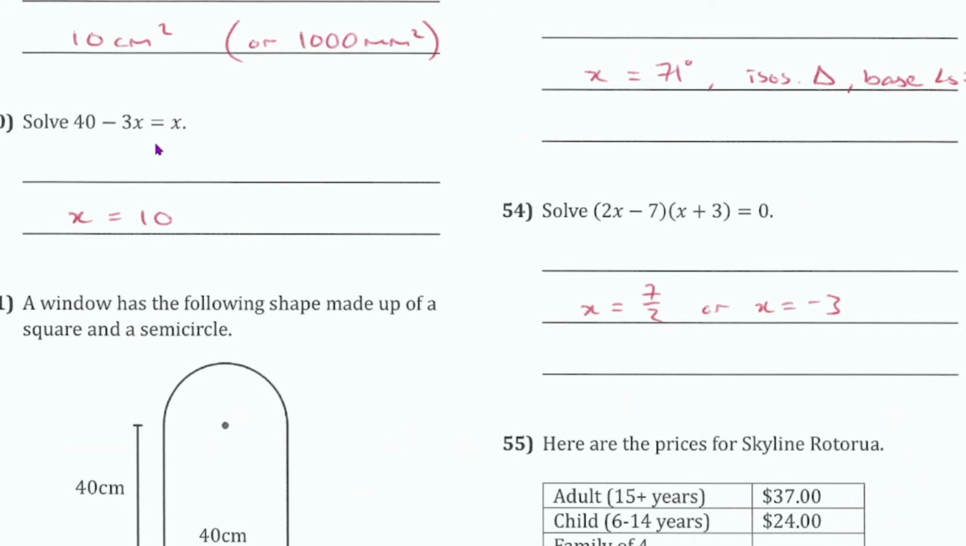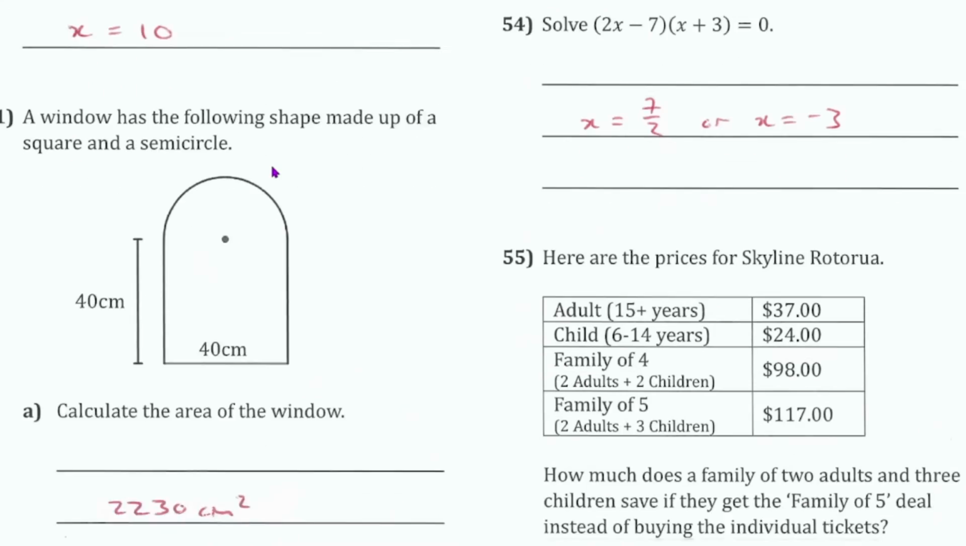For this one here, the first step might be to add 3x to both sides. Let's do that. Add 3x to this side and that gets cancelled. You end up with 40 equals x plus 3x, or 4x. So 40 is equal to 4x. So therefore x is going to equal 40 divided by 4, which is 10.